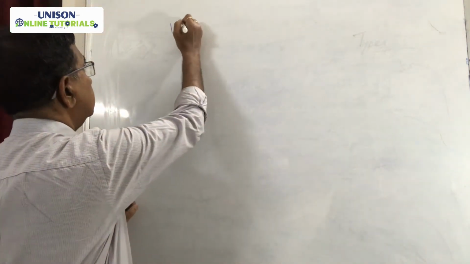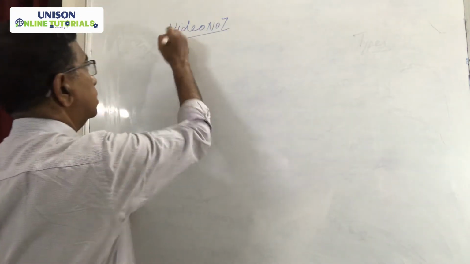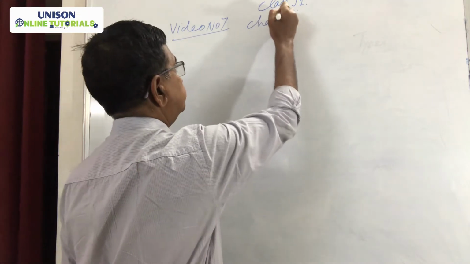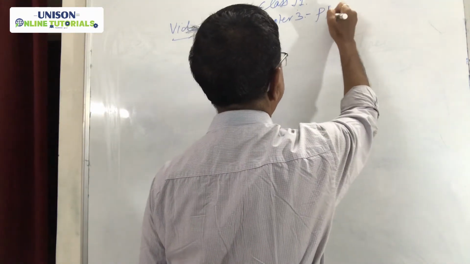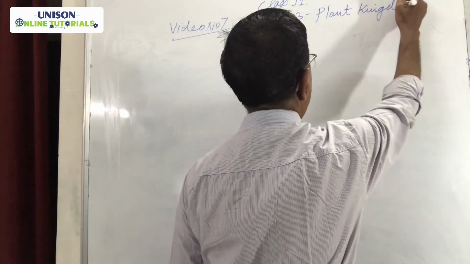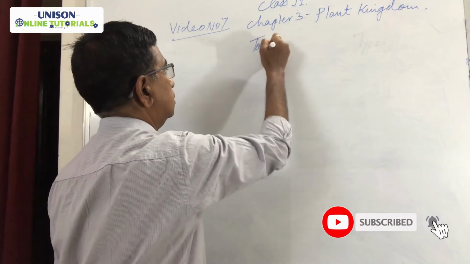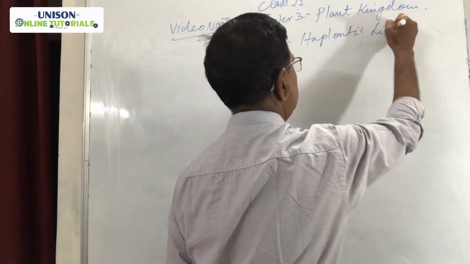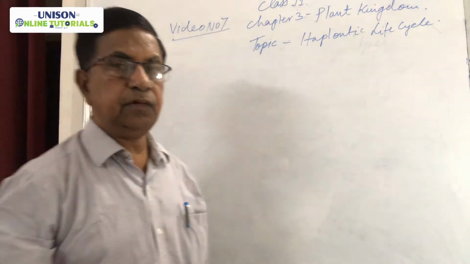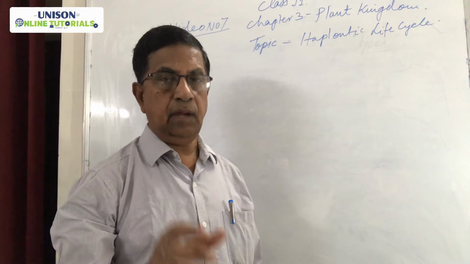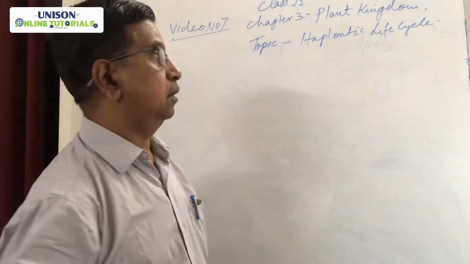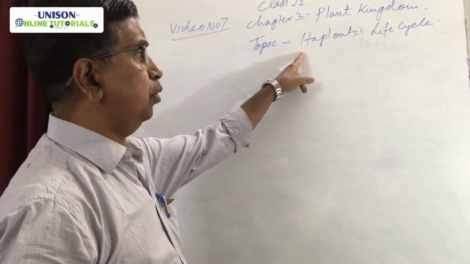This is video number 7, class 11, chapter 3, that is the plant kingdom. And the topic is haplontic life cycle. In the plant kingdom, we find there are 3 types of life cycle: haplontic life cycle, diplontic life cycle, and haplodiplontic life cycle. Today we have to do the haplontic life cycle.